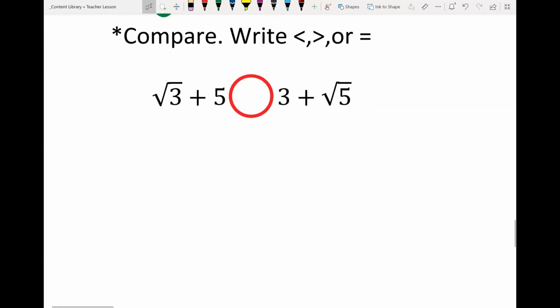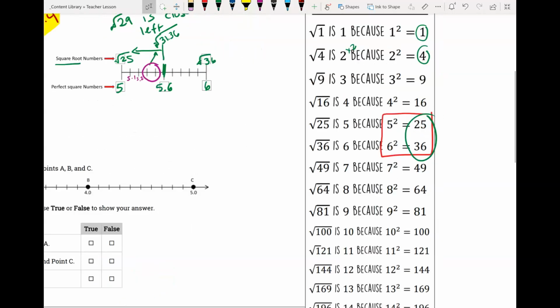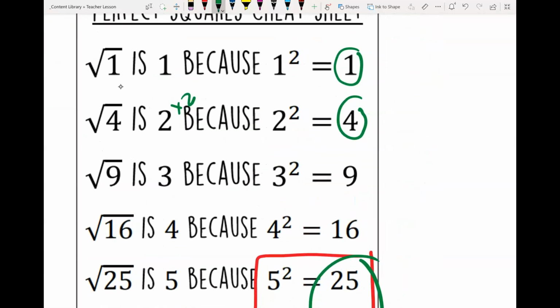So the square root of 3 plus 5. Is that greater than, less than, or equal to 3 plus the square root of 5? If you notice, we have two different square roots. And we should approximate the square root of 3. We know for a fact the square root of 3 should be between the square root of 1 and the square root of 4, based on the perfect squares. And if you look at our cheat sheet here, 3 should be in between here somewhere, so it will be 1 and 4.